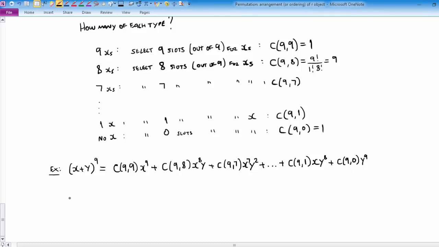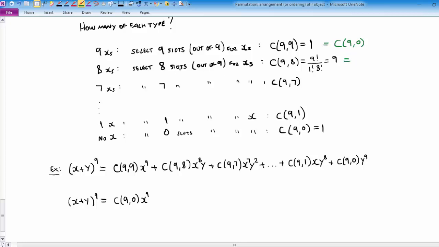We can also write this as (x plus y) raised to 9. And instead of starting with C(9,9), we can actually do C(9,0). And the idea is the same because if you look here, selecting 9 slots for your x's is the same as selecting 0 slots for the y's. So the number would be the same. So this is actually the same as C(9,0).